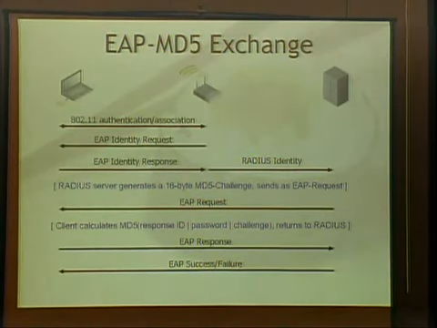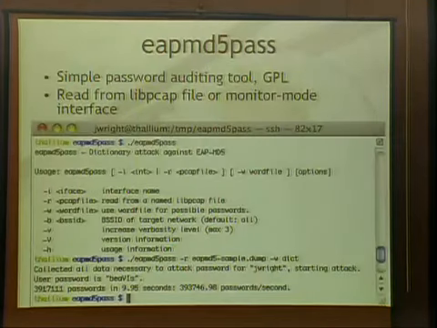This all goes in plain text. So this has been a problem, right? Anybody looking at this says, well, this is kind of broken here, right? This isn't cool. So this has been around for a while now, but nobody had written an exploit tool, so I decided to go to town on that. So I wrote a tool called EAP-MD5 Pass, and I'll tell you about where all this stuff will be at the end of the presentation.